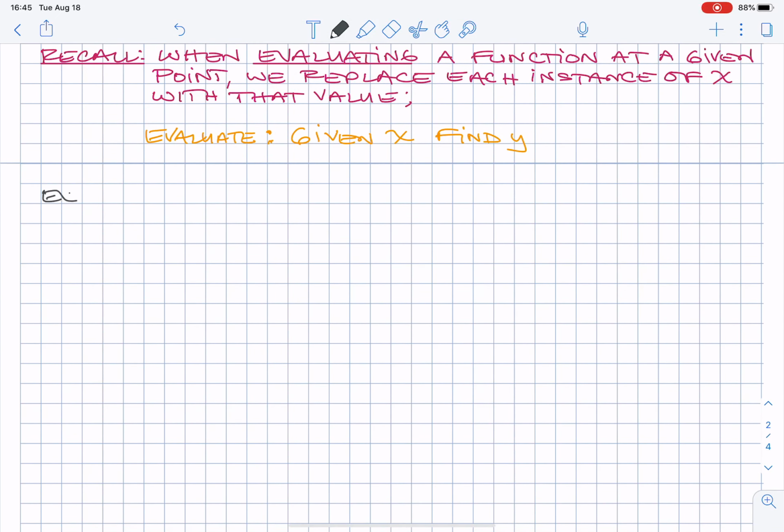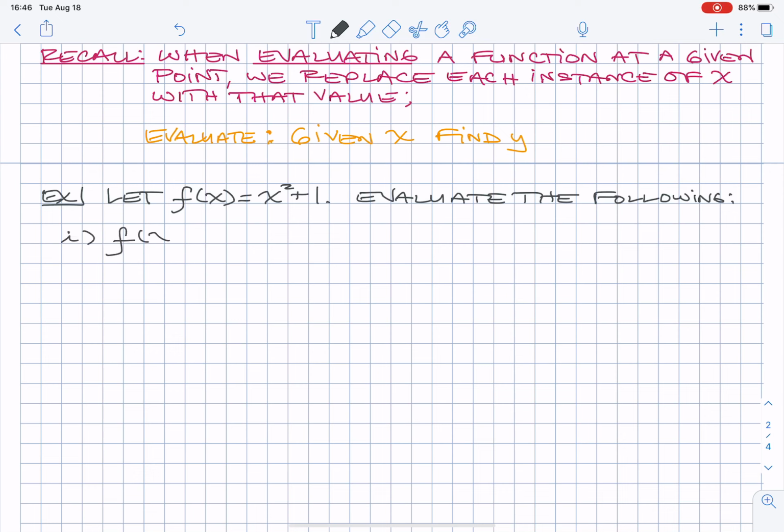So for example, let's let f of x be equal to x squared plus 1. So evaluate the following. So number 1, let's evaluate f of x plus h, which is kind of miserable. Actually, let me do that second. Let me make life easier first. Let's just do f of 3 first off.